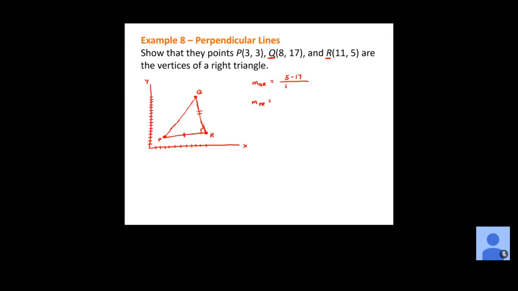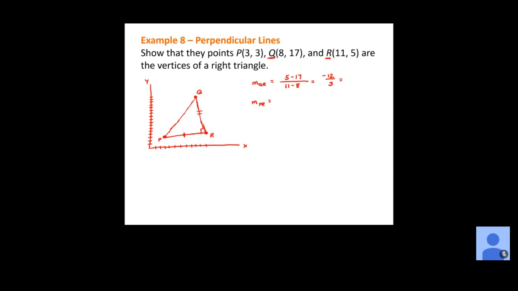Okay, right? So it's 11 minus 8. Just make sure whatever order you start with, you keep that same order, right? So if we do 5 minus 17 in the numerator, then we have to do 11 minus 8 in the denominator. Now, simplifying that, and we've already seen some of those answers, 5 minus 17 is negative 12. 11 minus 8 is going to give us 3.